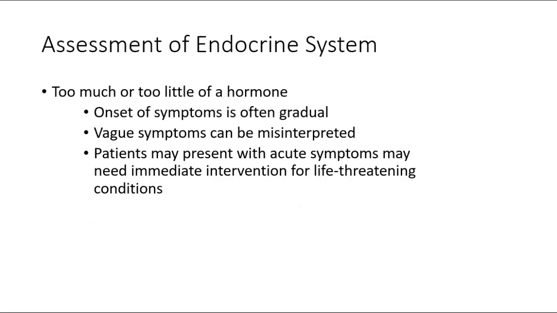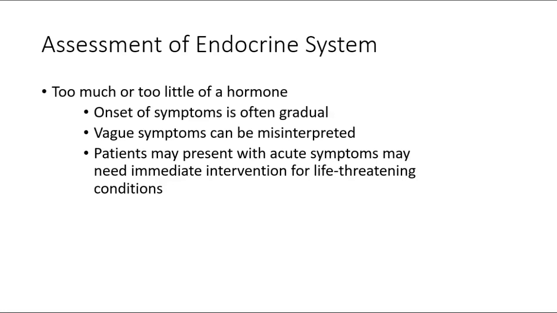Okay, so assessment of the endocrine system. Sometimes this is one of the hardest things that we do because for most problems that a person is presenting with, it's a rather slow, insidious onset. Person has a lot of vague symptoms. We tend to misinterpret them. Or on the other side, they may present with acute, life-altering or life-threatening conditions that we would need to be able to recognize immediately and interact and make sure that we do the right things so that the person has the best chance of survival.